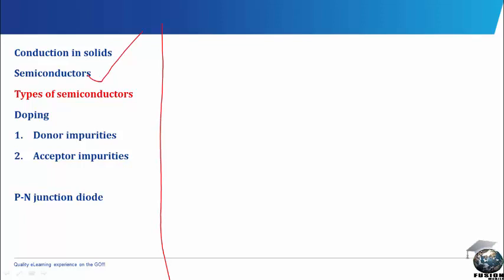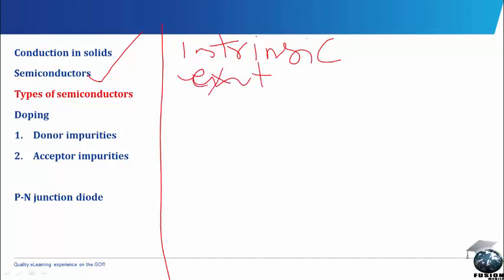Semiconductors are materials, or we call them an intermediate material between the conductor and an insulator. And we have types of semiconductors. There are two types of semiconductors. We have the intrinsic semiconductor and we have the extrinsic semiconductor.